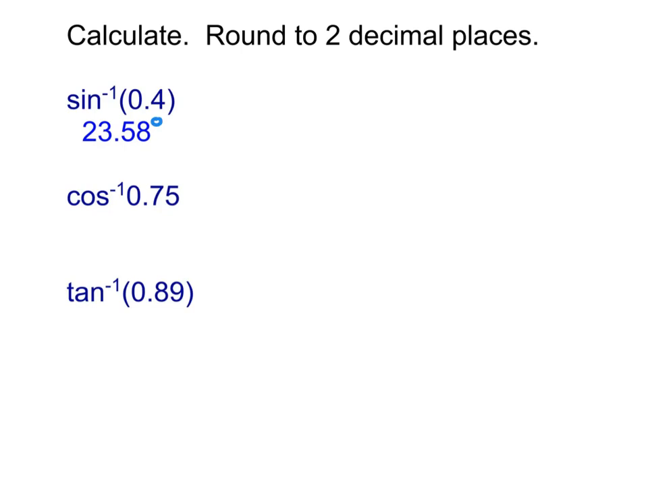Now you notice that that is degrees. Whenever we do inverse sine of a number, it gives us an angle. And so inverse sine gives us 23.58 degrees because we are, of course, in degree mode.